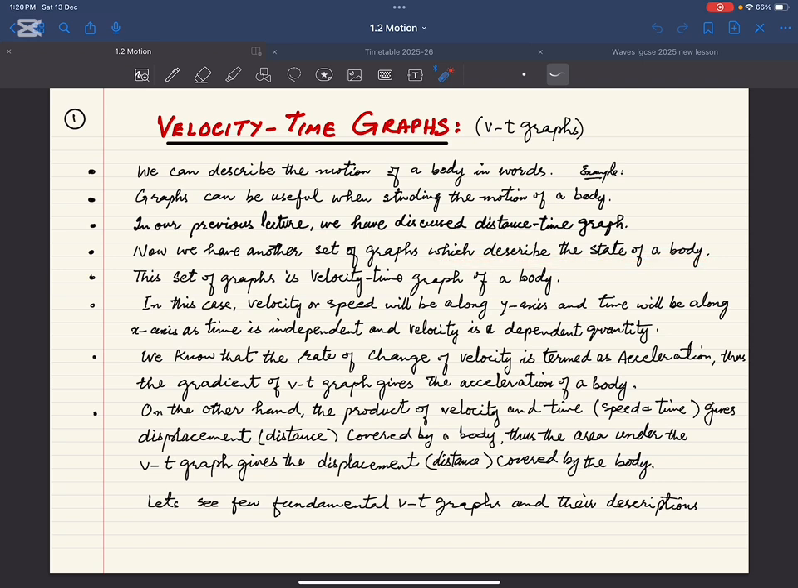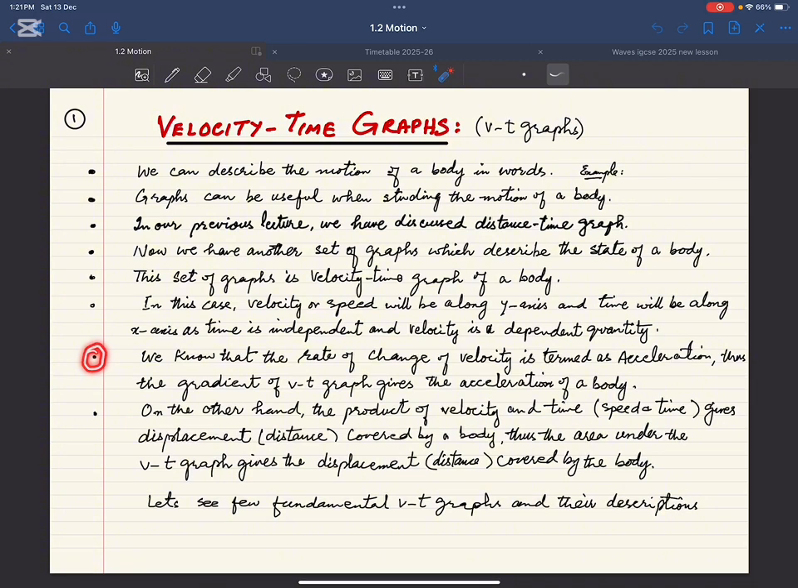This set of graphs is the velocity time graph of a body. Obviously here, as we want to draw the graph of velocity against time, velocity or speed will be along the y-axis and time will be along the x-axis. You know that time is the independent quantity and velocity is the dependent quantity in this case. These are two basic points which we have to remember.